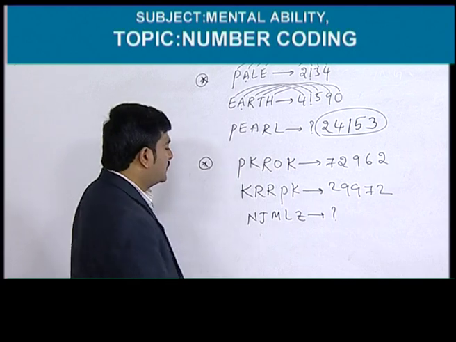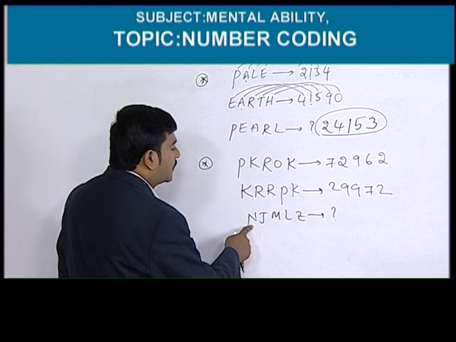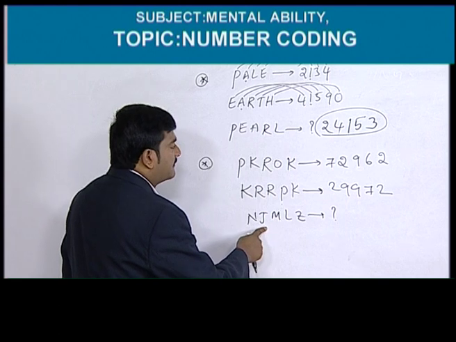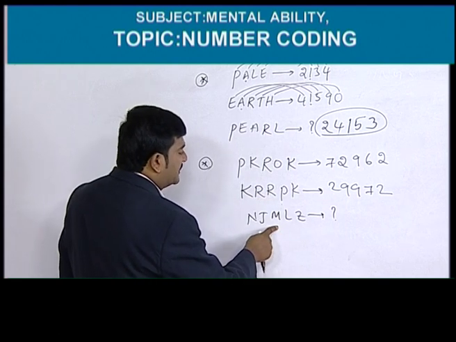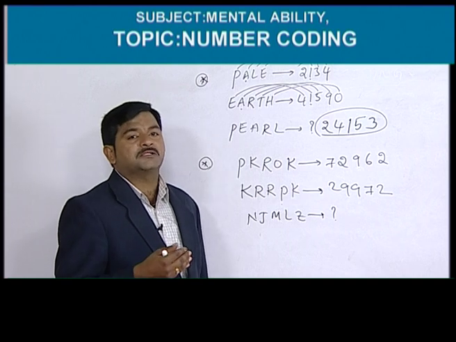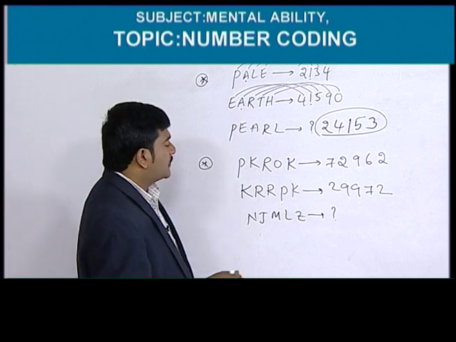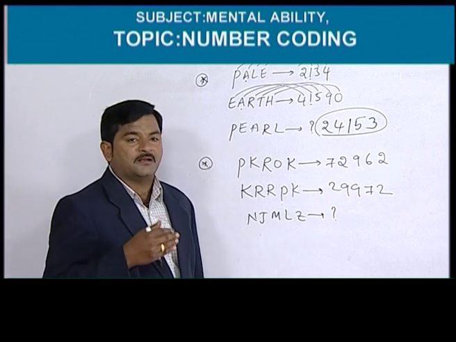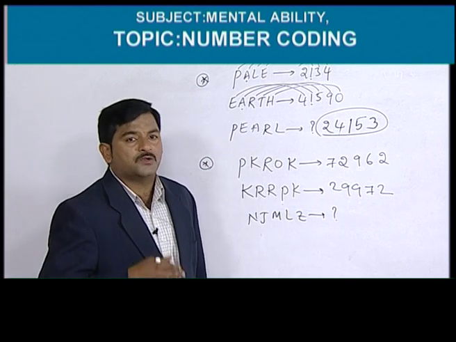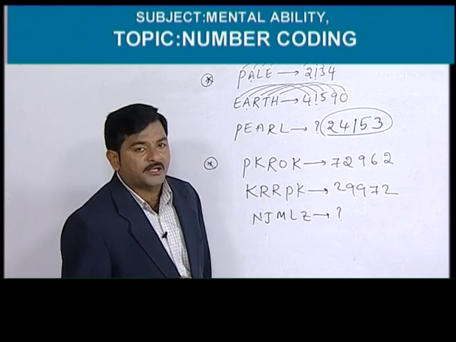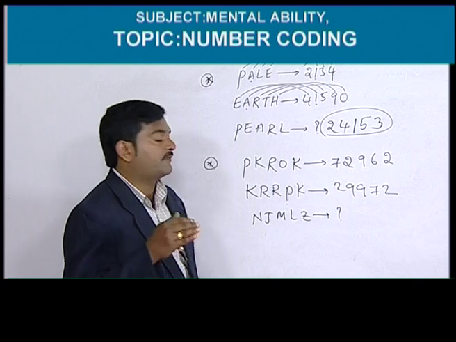Of course, there is a concept of direct coding. But is it possible to find the code for N? Is there any N in the given 2 words? No. Is there any J in the given 2 words? No. Is there any M in the given 2 words? No. So what does it mean? For the given word, the letters' numbering is not available. So now what we will do? We will think in a different way. Direct coding concept is failed. Now we have to think in a different way.